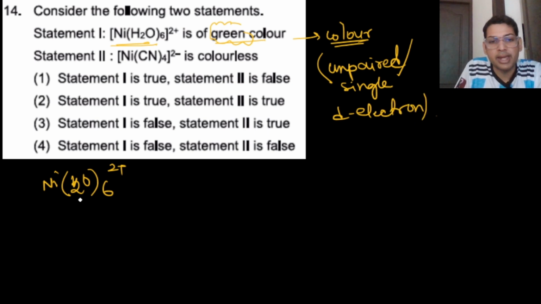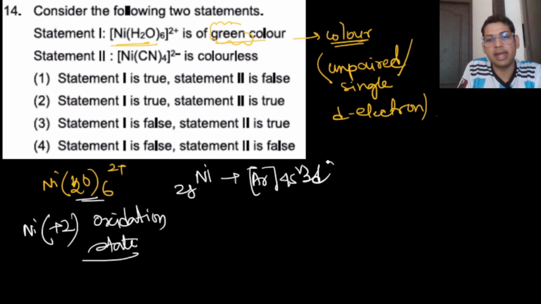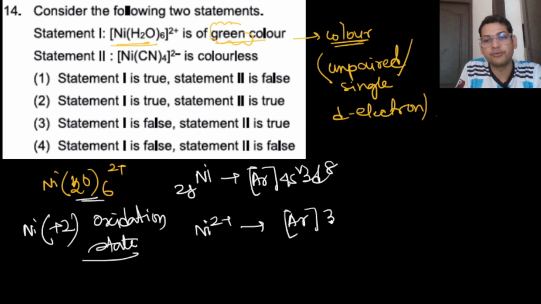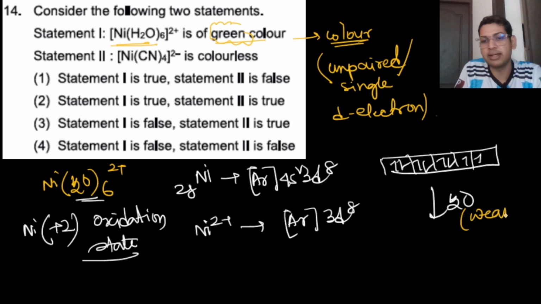H2O is neutral, so Ni is in the +2 oxidation state. Nickel is atomic number 28, its configuration is argon 4s2 3d8. That means Ni 2+ will be argon 3d8, and I will write the 3d8 like this: 1 2 3 4 5 6 7 8. In the presence of water, water is a weak field ligand.